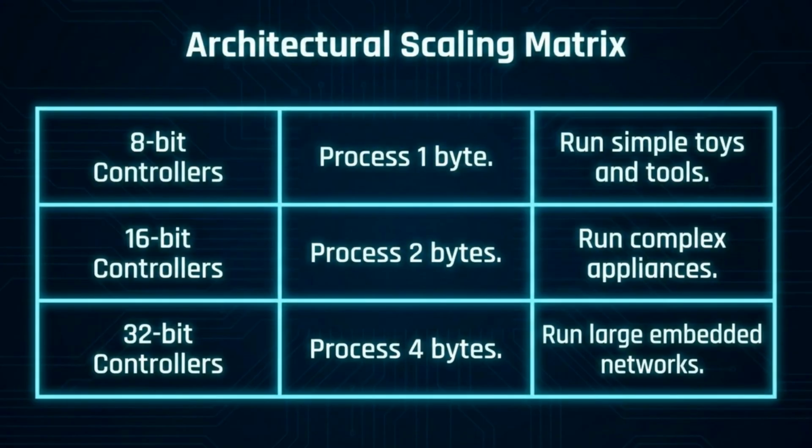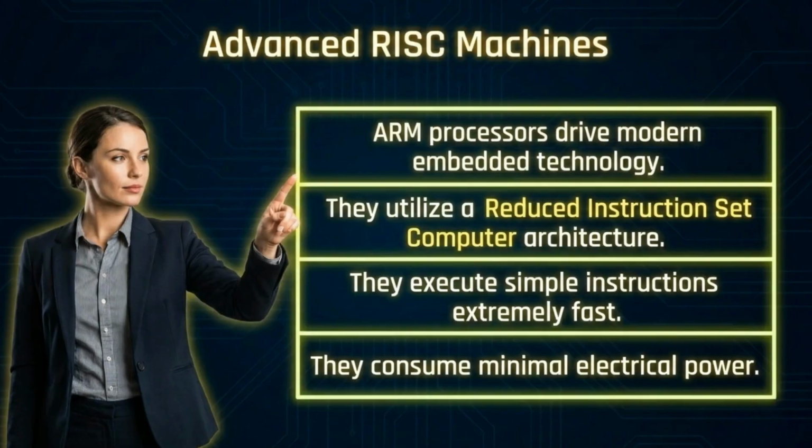The architectural scaling matrix shows that 8-bit controllers process 1 byte for simple tools. 16-bit controllers process 2 bytes for complex appliances, and 32-bit controllers process 4 bytes for large embedded networks. Advanced RISC machines, or ARM processors, utilize a reduced instruction set computer architecture. They are fundamental in modern embedded technology because they execute simple instructions quickly and consume minimal power.